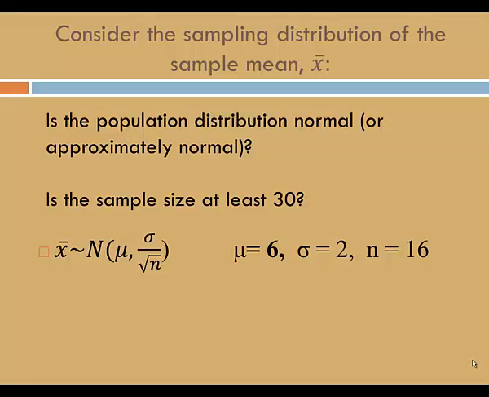The sampling distribution has the same mean as the population distribution. The standard error is sigma over square root of n. According to the null hypothesis, the mean is 6. By assumption, sigma is 2. Our sample size is 16. So, the sampling distribution of x bar is normal, centered at 6, with standard error 2 over the square root of 16, which simplifies to 1/2.